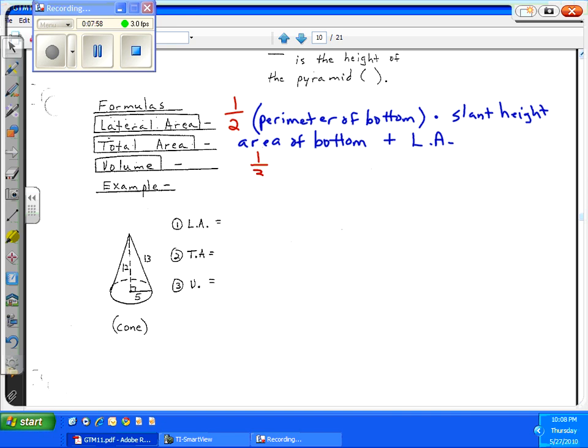Volume is 1/3 of what it would have been had it been a prism. The formula for volume of a prism is area of the bottom, you fill up the bottom, times the height of the prism. This is not slant height here. This is height of prism.